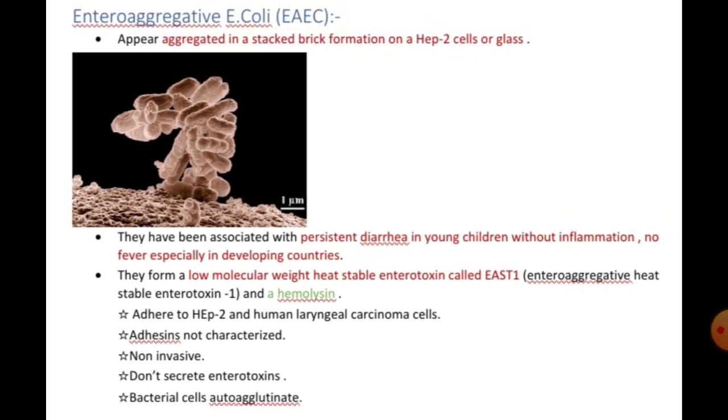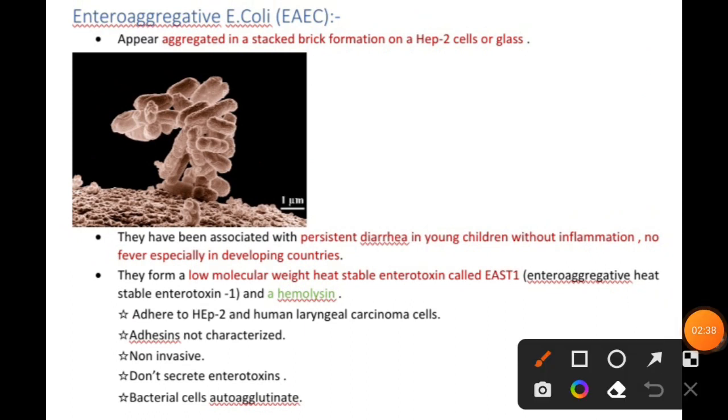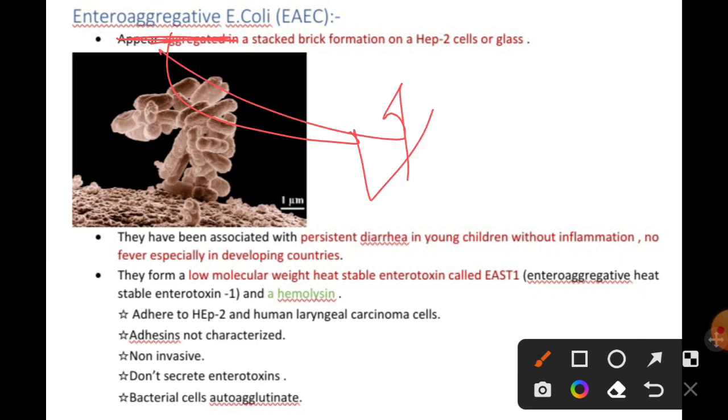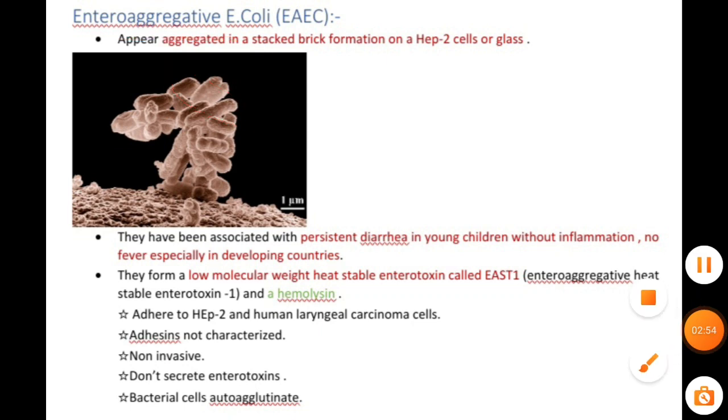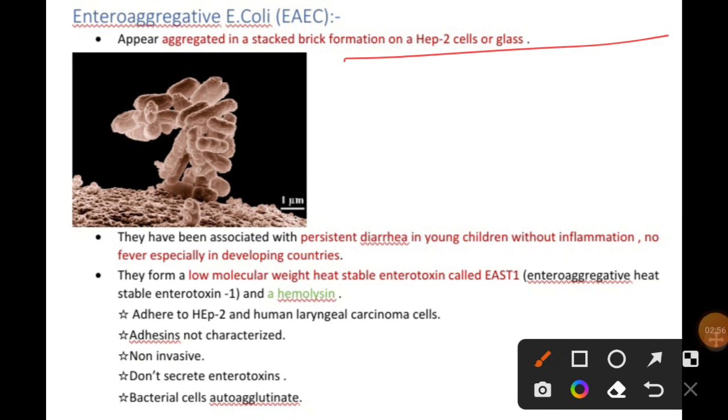So that is all about EAEC. Let's recapitulate: enteroaggregative E. coli, by its name we can easily find that aggregative means aggregation. They aggregate in a stacked brick like formation on HEp-2 cells or glass, and they cause persistent diarrhea without any kind of inflammation or fever, especially in developing countries. They produce low molecular weight stable enterotoxin EAST1 and hemolysin.